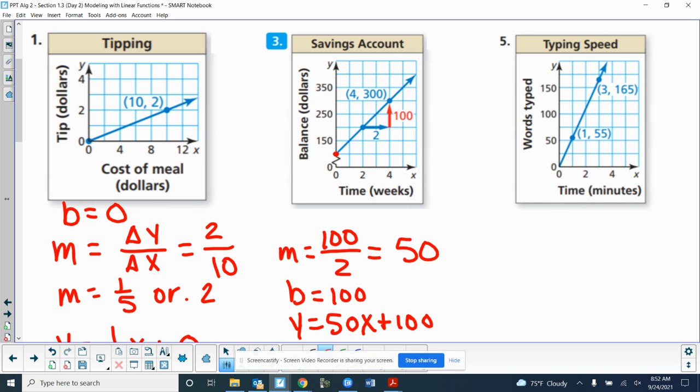Okay. So that's a savings account, right? So your balance is increasing, going up $50 each week, right? Basically what it's saying. That makes sense?